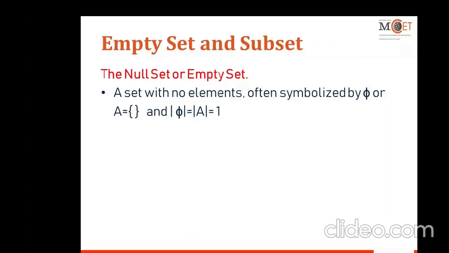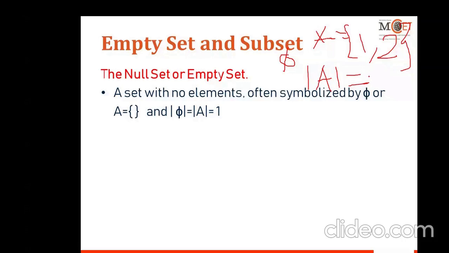A set that has no elements is called an empty set or null set. We can call it either empty set or null set. It is represented using the phi symbol. Now consider set A is equal to 1 and 2. Now find the cardinality. Cardinality means the number of elements in the given set. For this set, there are two elements, so the answer will be 2.